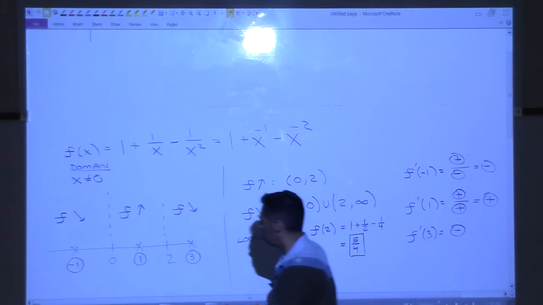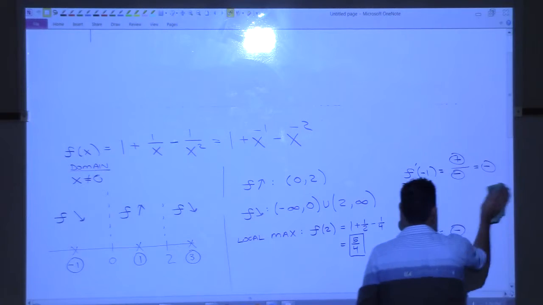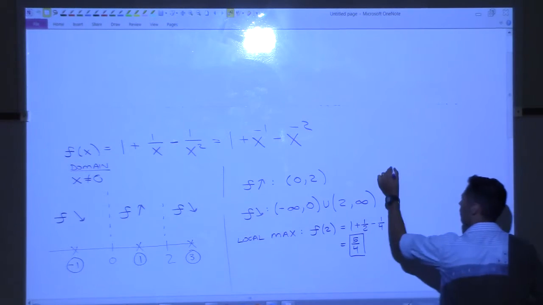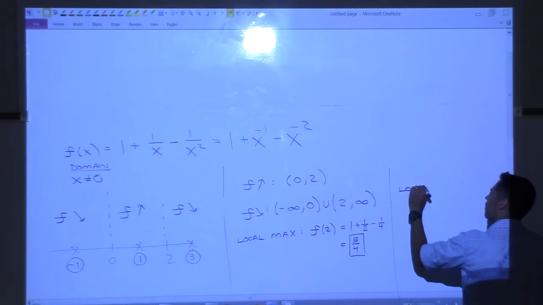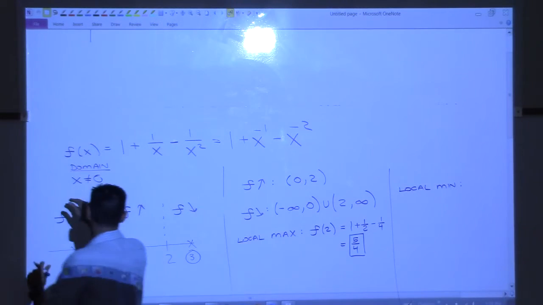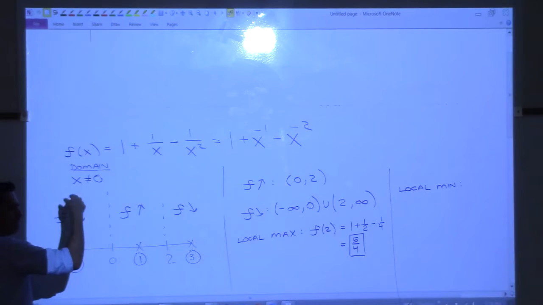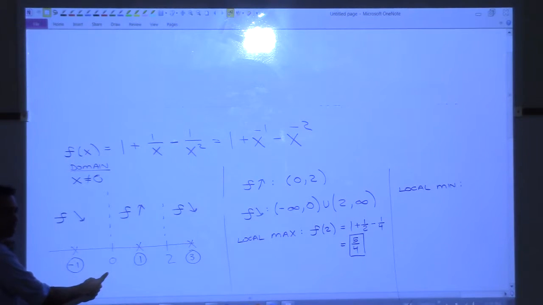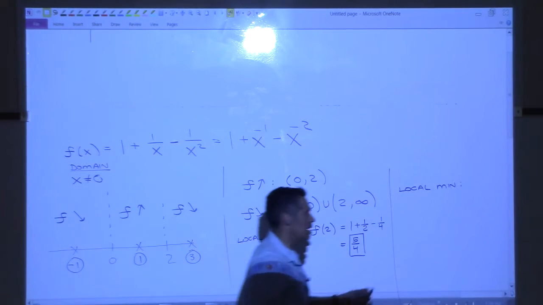Then we have to talk about local minimum. What's that? None? Well, wait a minute. I thought we're going down then up. Yeah, but 0 is not in the domain. So you can't have a local minimum here. In fact, if you tried to figure out what it was, what would happen? You plug 0 in, right? And you get division by 0. So you should know there's a problem, right? So for local min, you just say none.